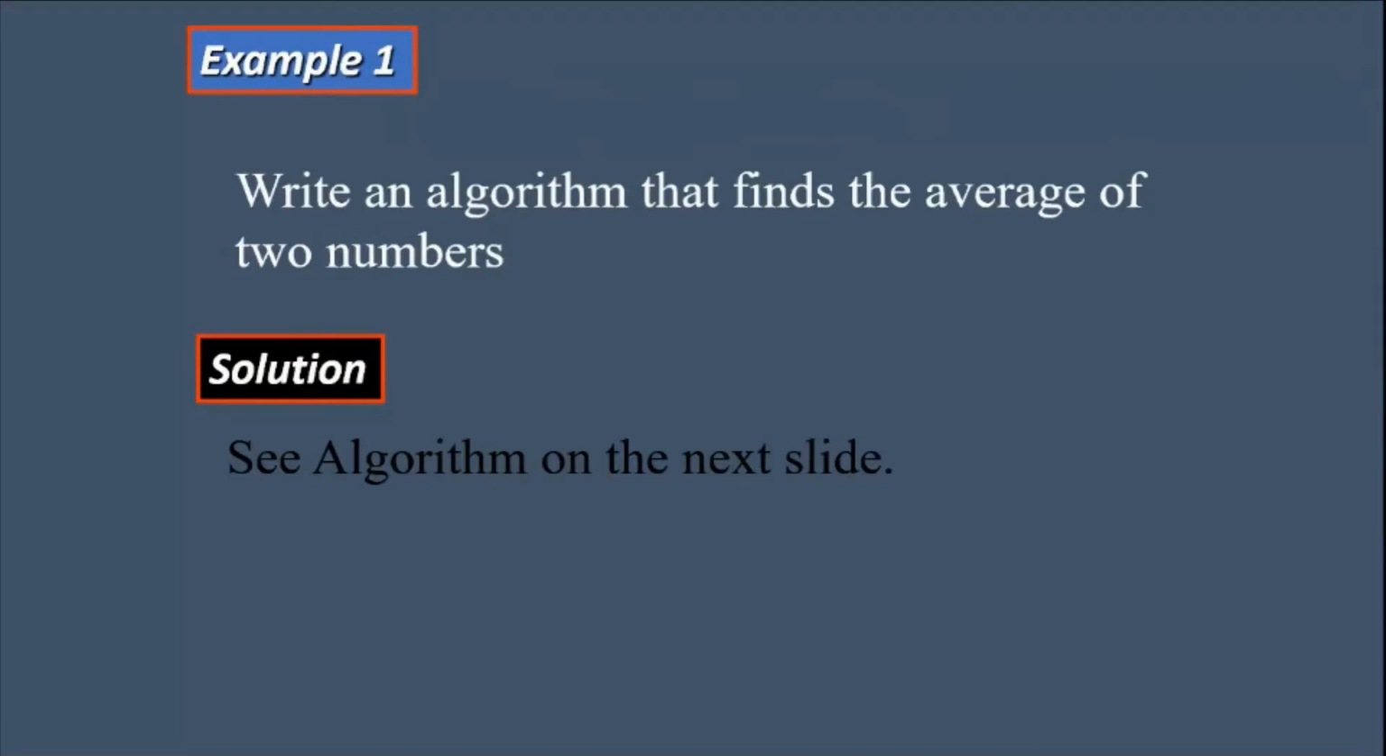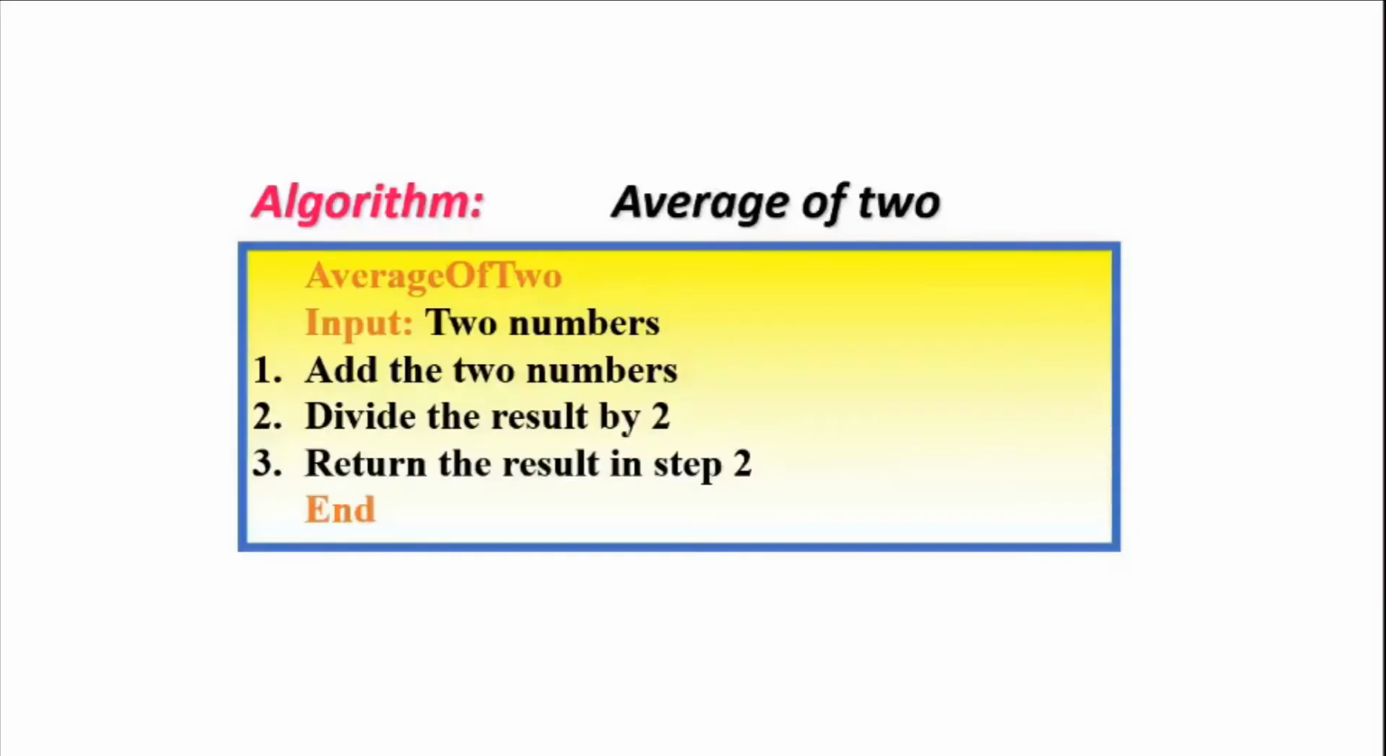So we have to find out the average of two numbers. The algorithm for the average of two numbers is, the input is the two numbers. That is, we start with the input, that is the two numbers are input into the program. Then we add the two numbers. Then divide the result by 2. Return the result in step 2. That is, we have to first input the two numbers, then we add the two numbers, then we divide the result, that is the addition of the two numbers, by 2. Then we return the result that is obtained in step 2.